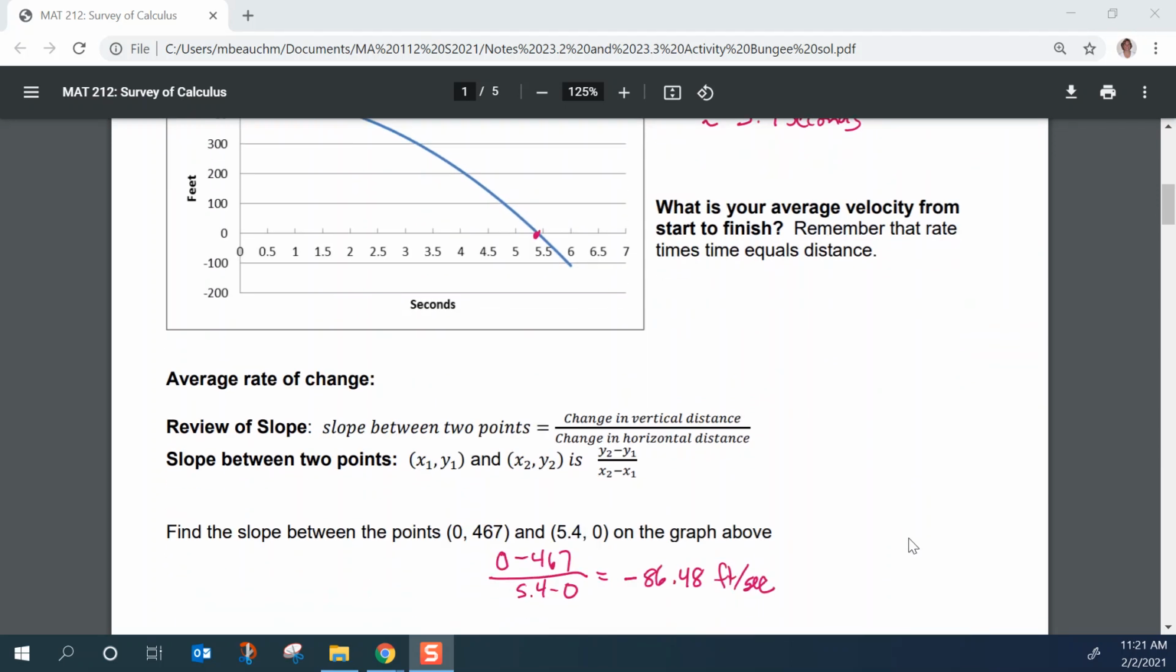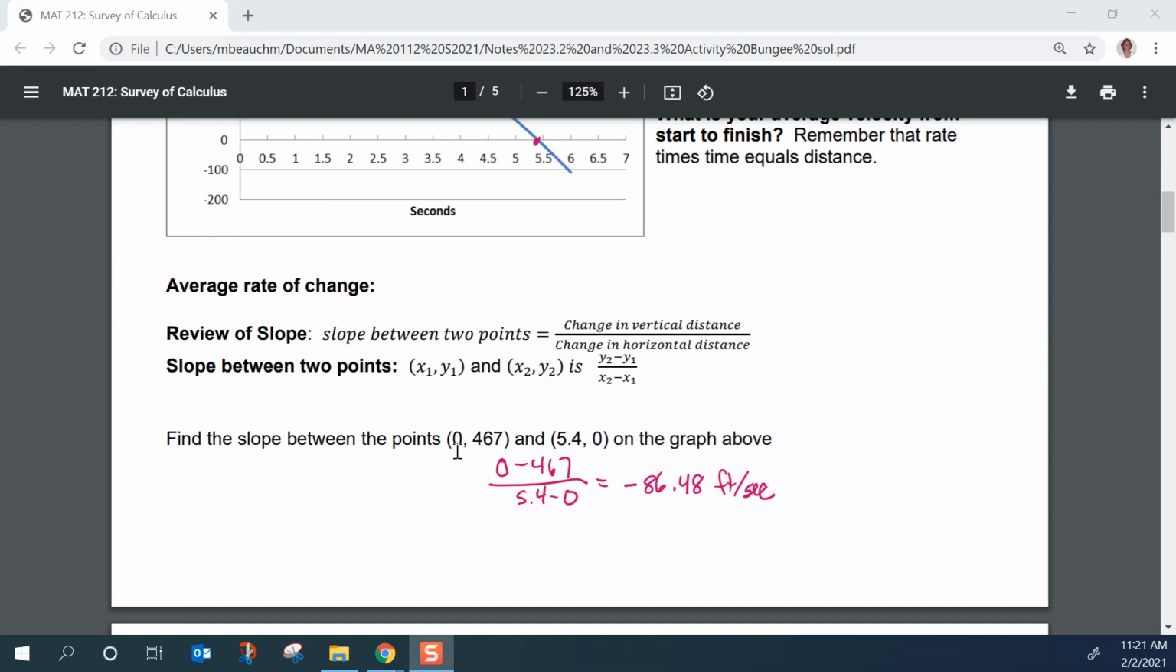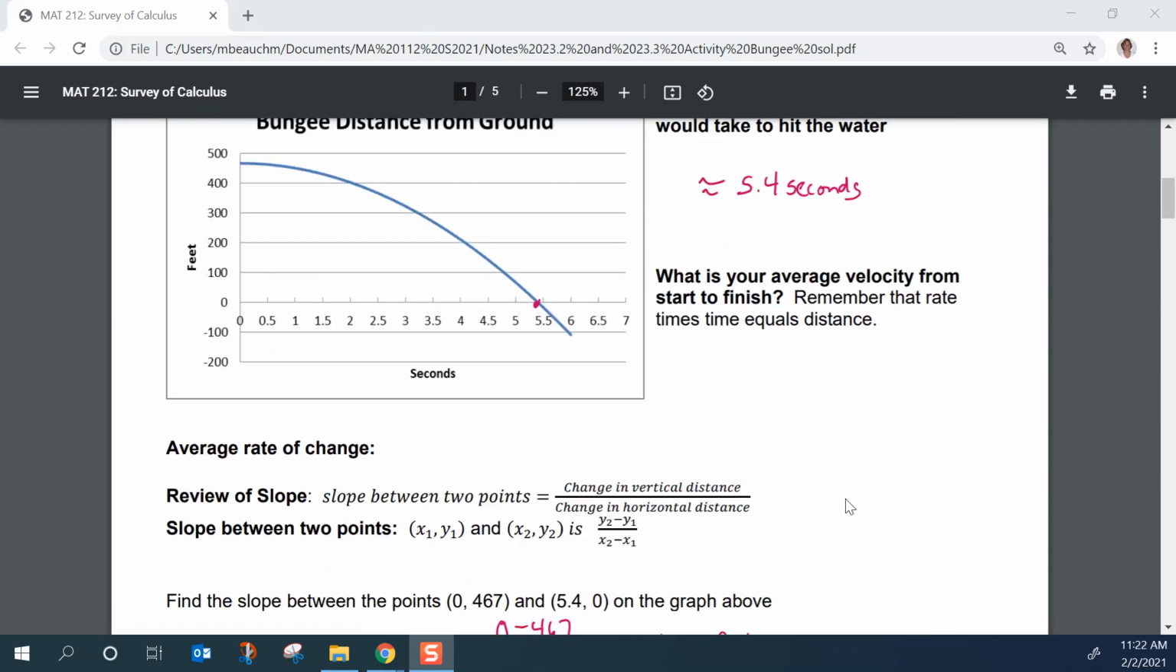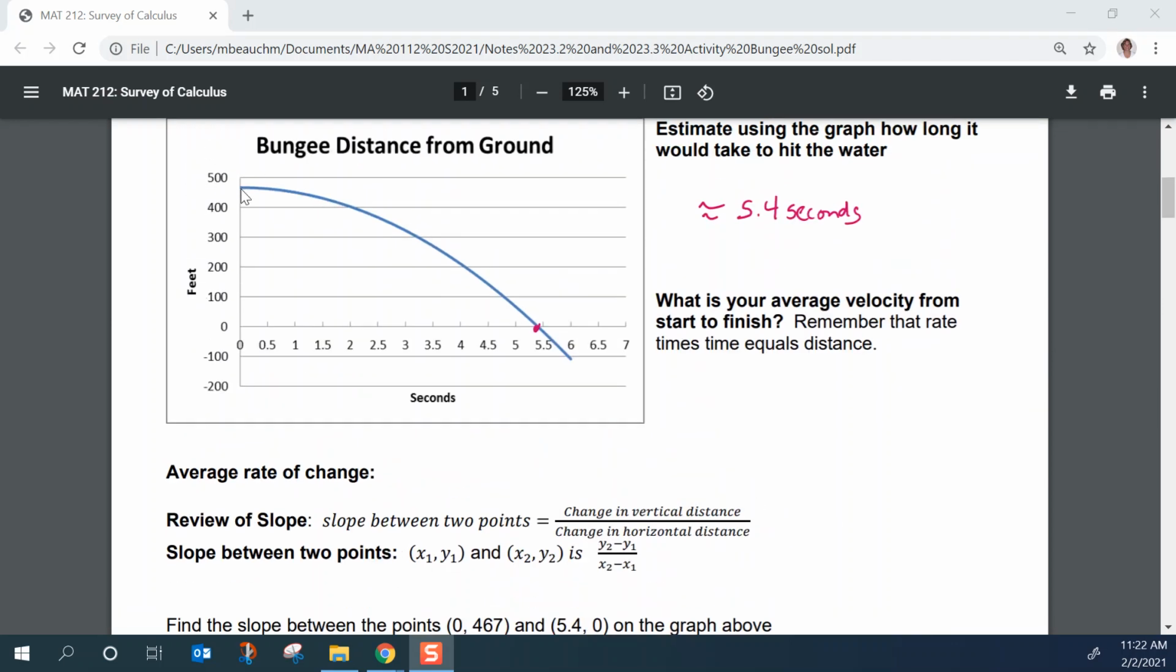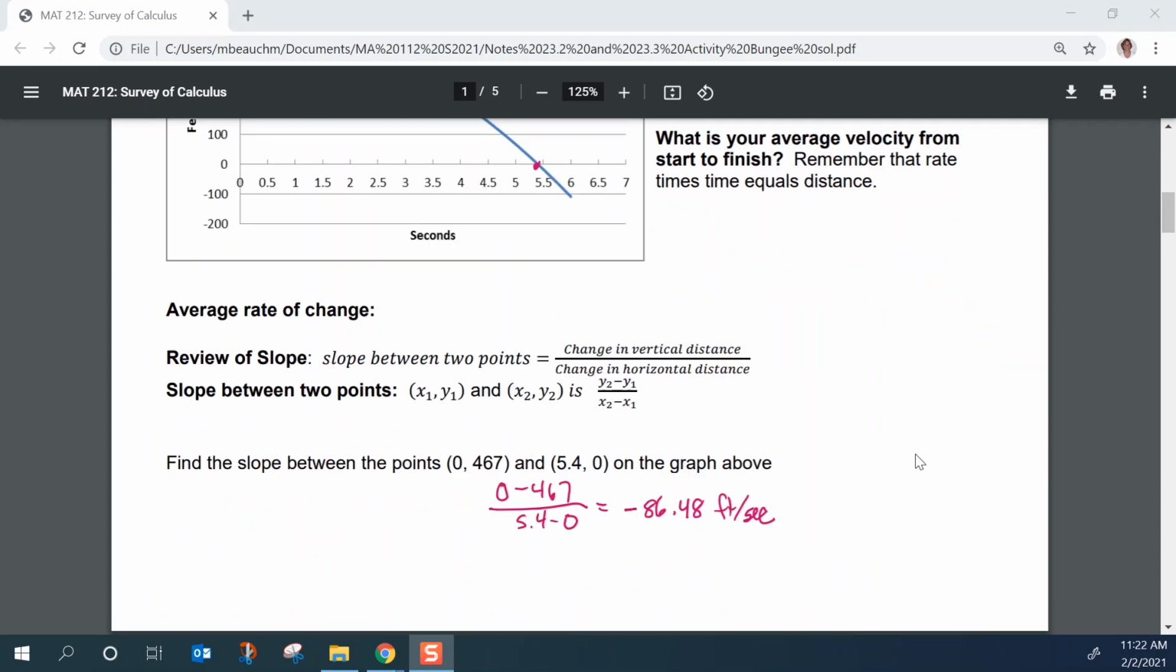So if we represent our 2 points, the beginning of our jump, when at time 0, you're 467 feet, and at time 5.4, you're 0 feet, and find the slope between those 2 points, we get an average of negative 86.48 feet per second. So that's our average velocity. Think of that as a straight line drawn from the start to the finish. So the straight line estimates average.